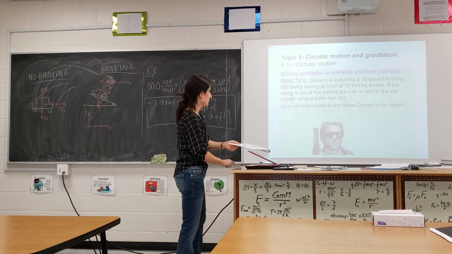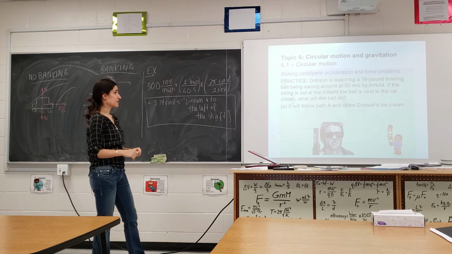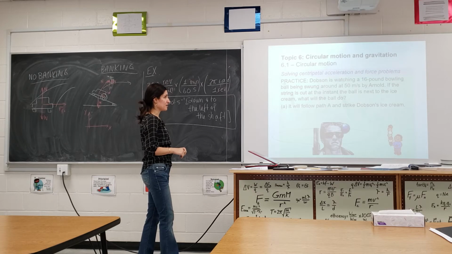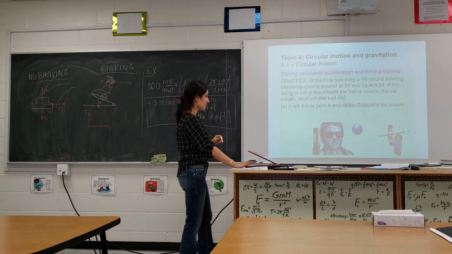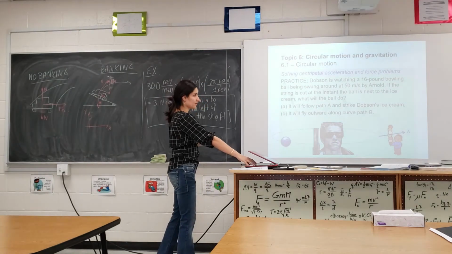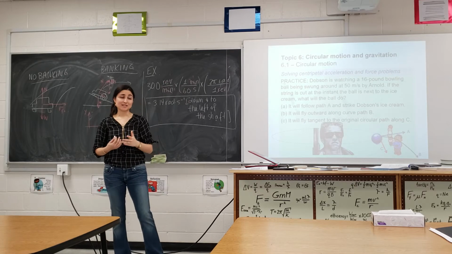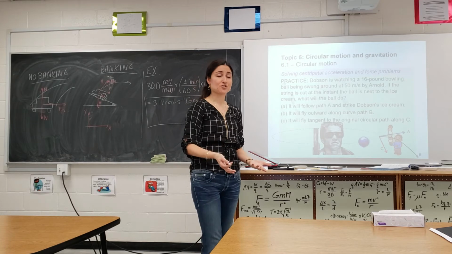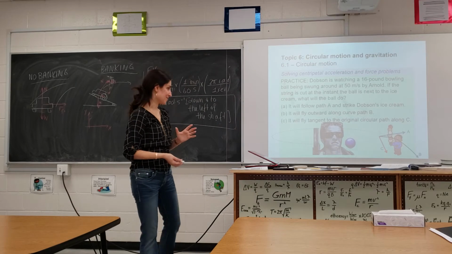Moving on. Dobson is watching a 16-pound bowling ball being swung around at 50 meters per second by Arnold. If the string is cut at the instant the ball is next to the ice cream, what will the ball do? Will it A, follow the path A and strike Dobson's ice cream, B, fly outward along curved path B, or C, it will fly tangent to the original circular path along C? This is actually a very common multiple choice question in first year exams, and although the question itself is easy, a lot of people will make the mistake because maybe they're not making the connection here.